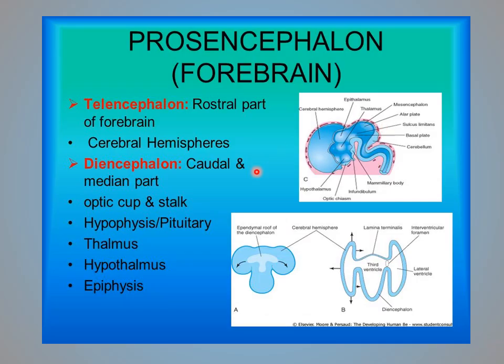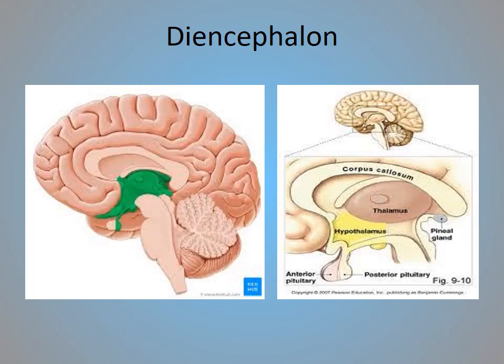The diencephalon, the caudal and the median part, will give rise to the optic cup, the pituitary gland, the thalamus, the hypothalamus, and the epiphysis. This green area is showing you the adult structures of the diencephalon, which is formed between the cerebral hemisphere and the midbrain. It includes the thalamus, hypothalamus, the epithalamus, and the subthalamus.